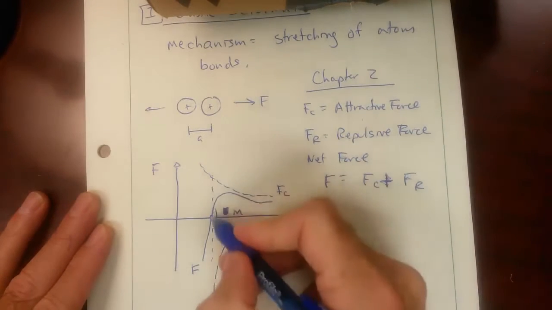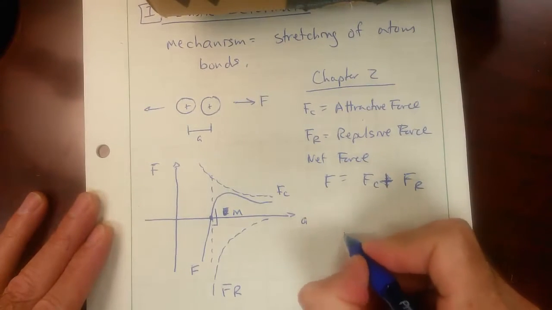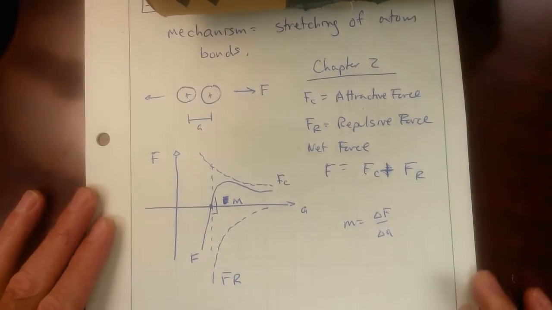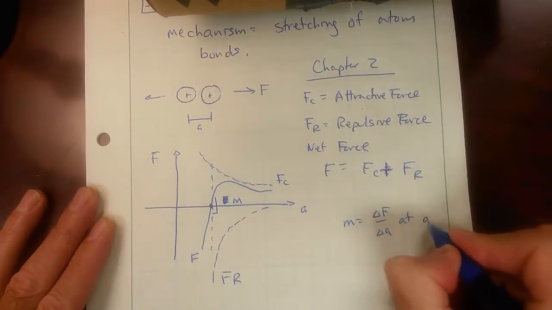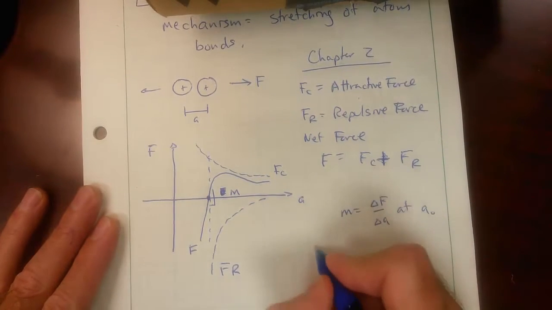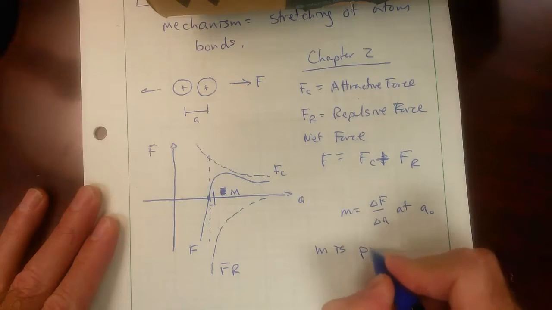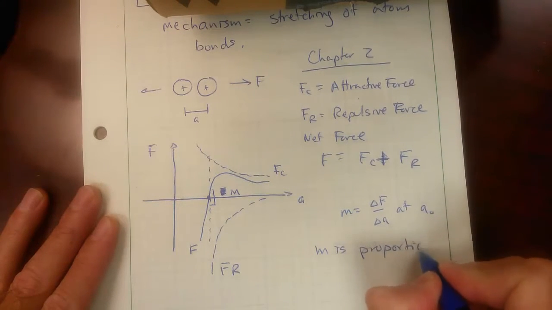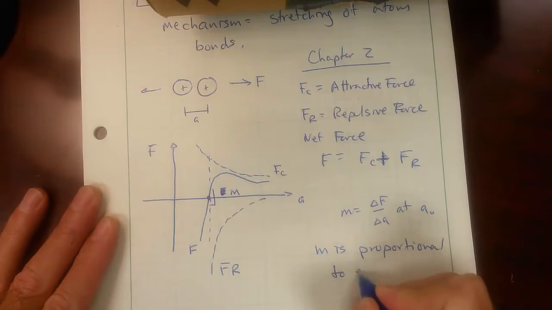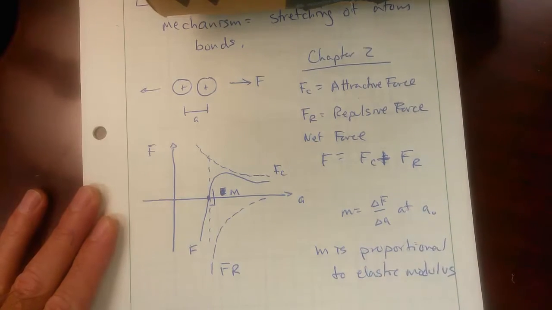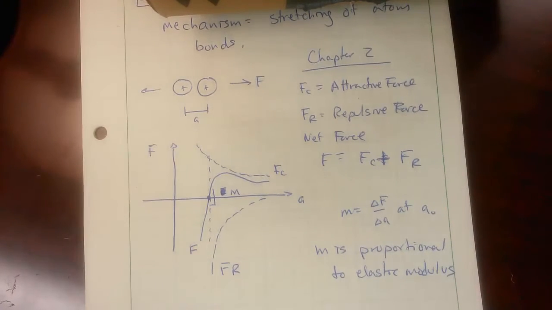And right there the slope of the F-A curve is delta F over delta A at the equilibrium position A0. And M is proportional to the elastic modulus.